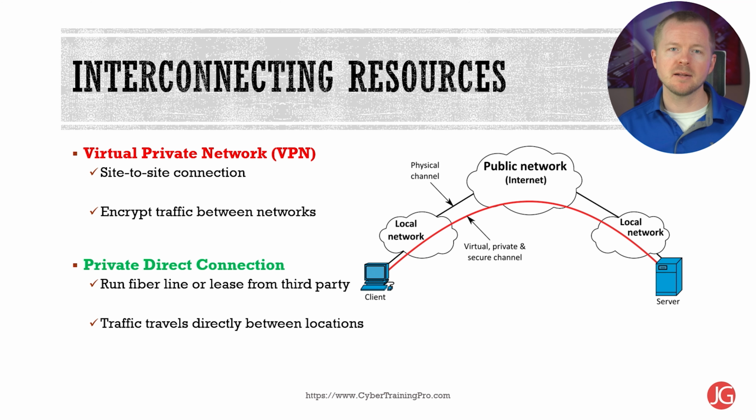It's pretty common to have cloud systems that need to interact with local on-premise resources. First option you can do is using a VPN, or a virtual private network. VPNs can provide a site-to-site connection inside of an encrypted tunnel between your local network and a virtual network in the cloud. The second option is to use a private direct connection. You can do this by either running fiber directly between you and your cloud provider, or you can lease a line from a third party. None of this traffic goes over the public internet, and it's directly between you and your cloud provider.